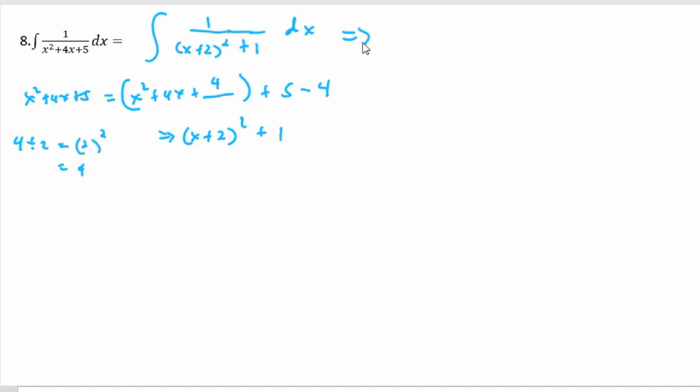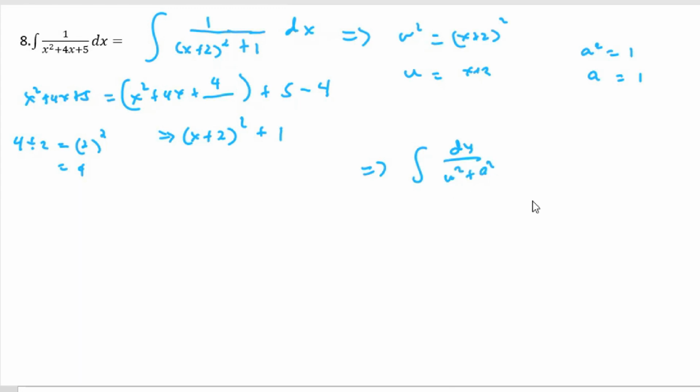So from here, we are going to identify our u squared, which is equal to x plus 2, the quantity squared, and our a squared is just equal to 1. So solving for u, we have x plus 2, and solving for a is just equal to 1. We know that this integral now is similar to du over u squared plus a squared. And as we know, if that is the integrand, then the answer for that will be equal to 1 over a arctangent of u over a plus a constant.